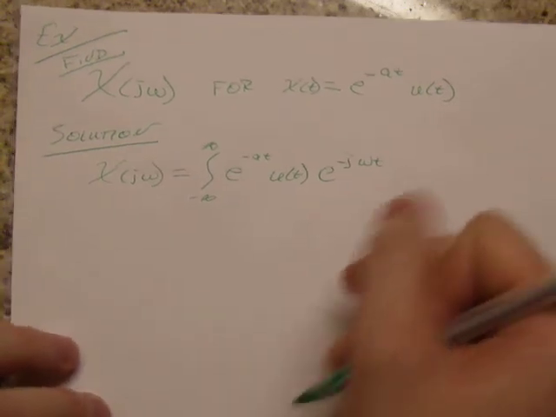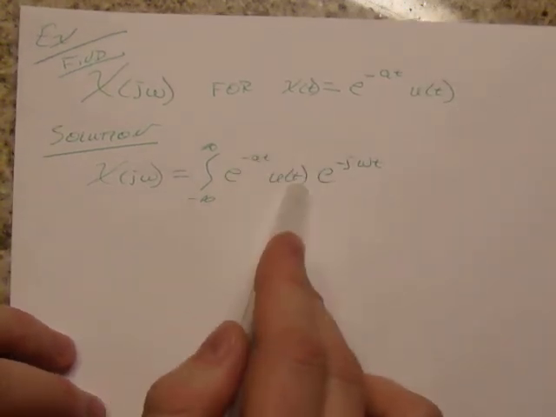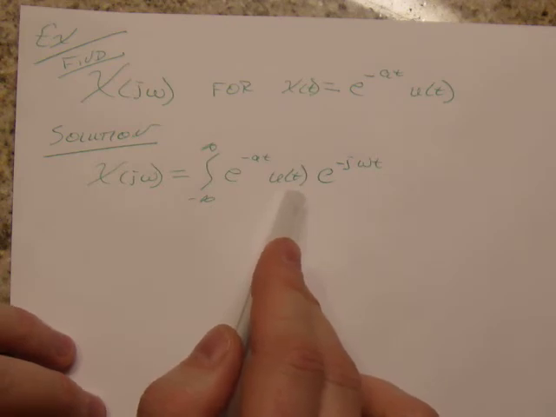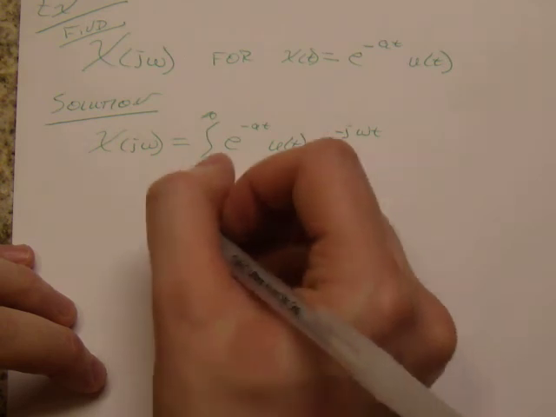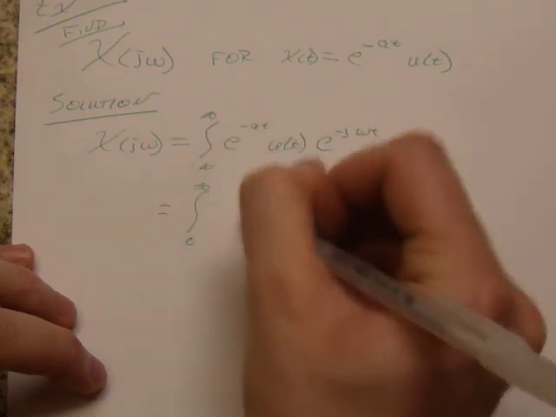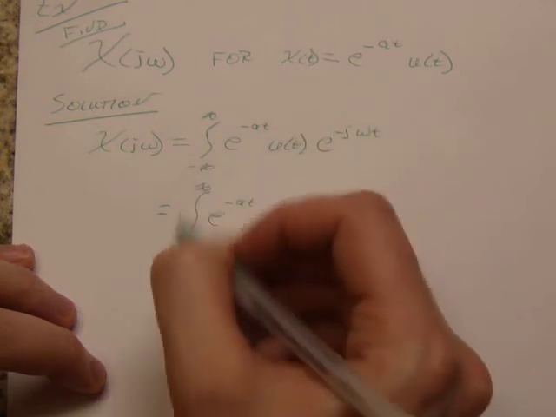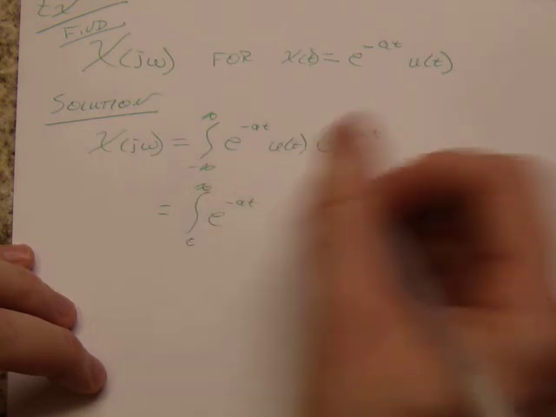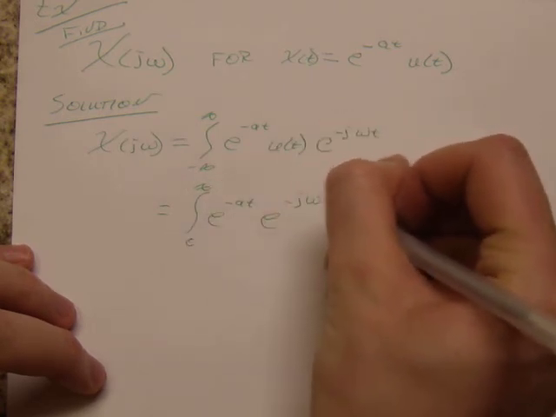Now we can see something right away. This integral is 0 for t less than 0. So we can rewrite this and change the limits. We can say the integral from 0 to infinity of e to the negative at. And now, over this region, u of t is always 1, so we can just leave it out and say e to the negative j omega t.